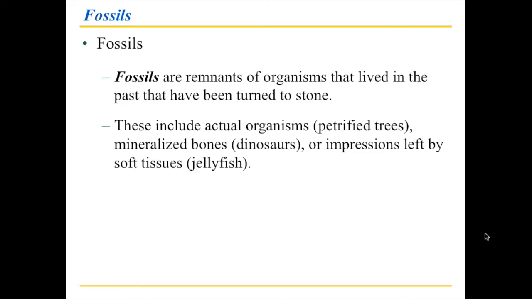Some of these fossils include entire organisms. For example, petrified trees. Now we have not too far from here Petrified Tree National Park. So there you can find entire trees, and you can see the tree rings and everything, and they're literally lying around and you can investigate. Mineralized bones, that's what I mentioned dinosaurs are, or sometimes it's only the impressions of animals with soft tissues.